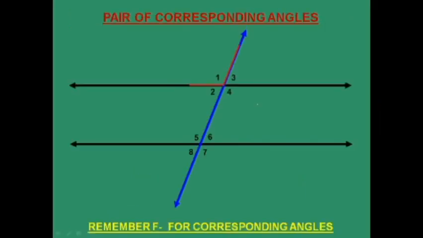Let us see the pairs of corresponding angles when a transversal intersects two parallel lines. Here angle 1 and angle 5 make the F. So angle 1 and angle 5 are corresponding angles, and the measure of angle 1 and the measure of angle 5 are always equal. So angle 1 and angle 5 are congruent.